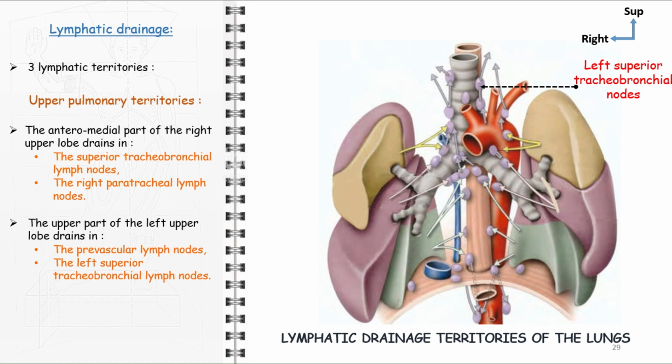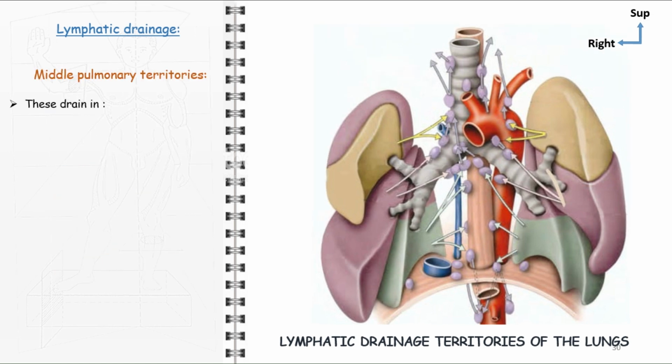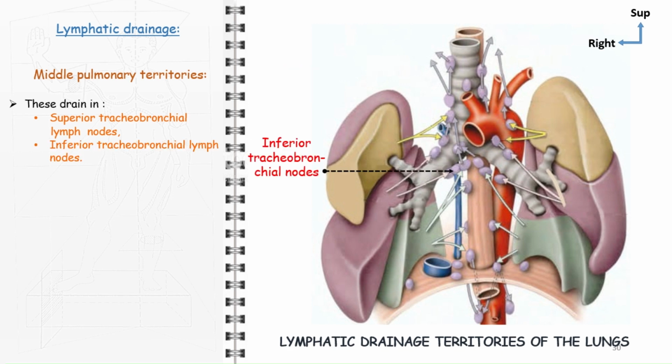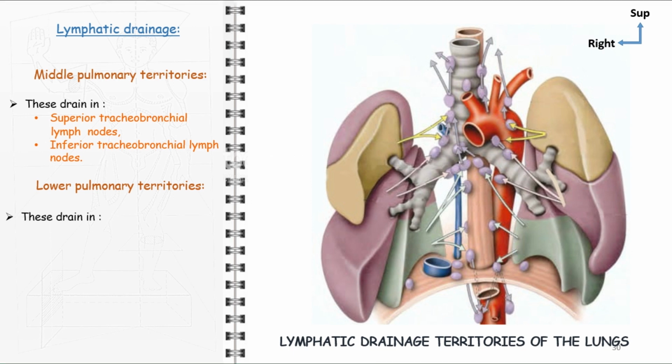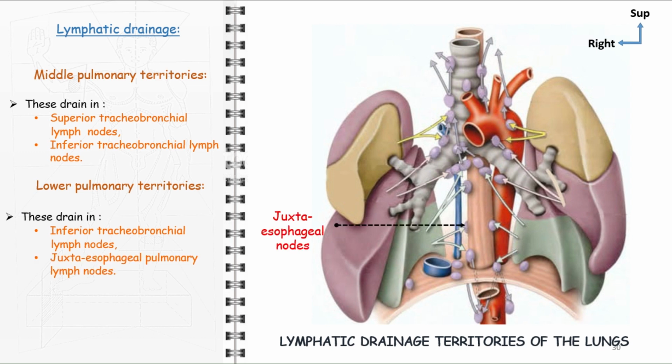The middle pulmonary territories, where these drain into the superior and inferior tracheobronchial nodes, and the lower pulmonary territory, that includes the basal segments of the lower lobes. They drain into the inferior tracheobronchial and juxtaesophageal pulmonary nodes.